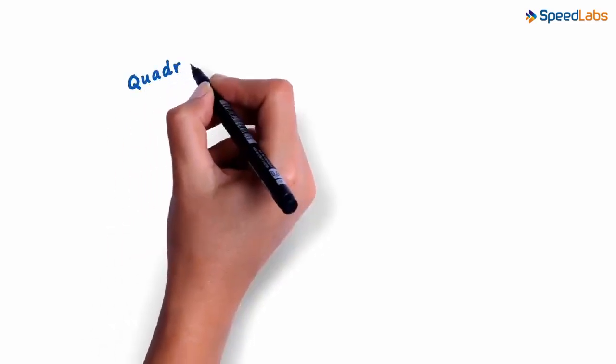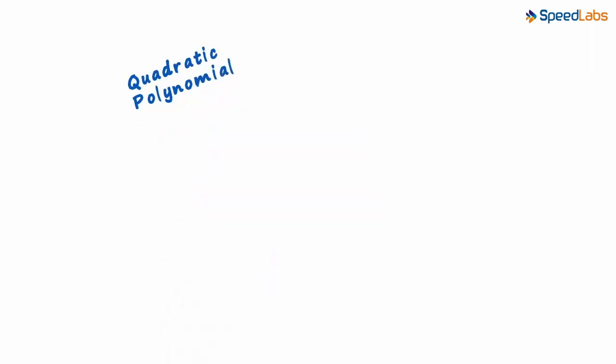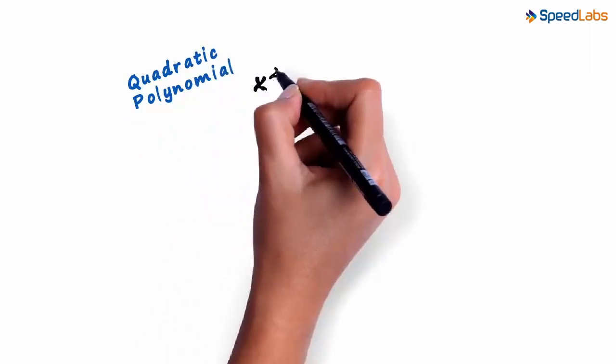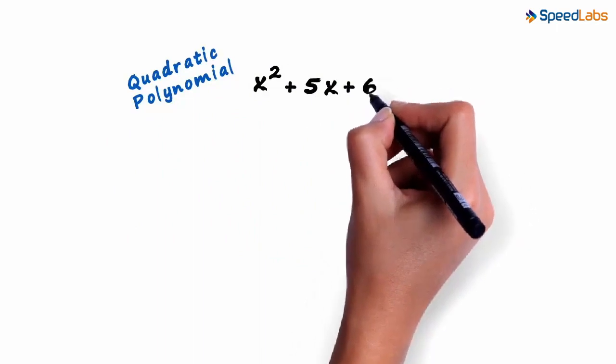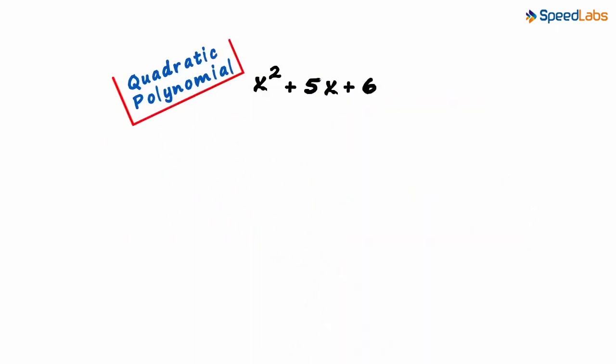Now let's see how we can find the zeros of a quadratic polynomial. Consider the quadratic polynomial x squared plus 5x plus 6. A quadratic polynomial is a polynomial with degree 2.